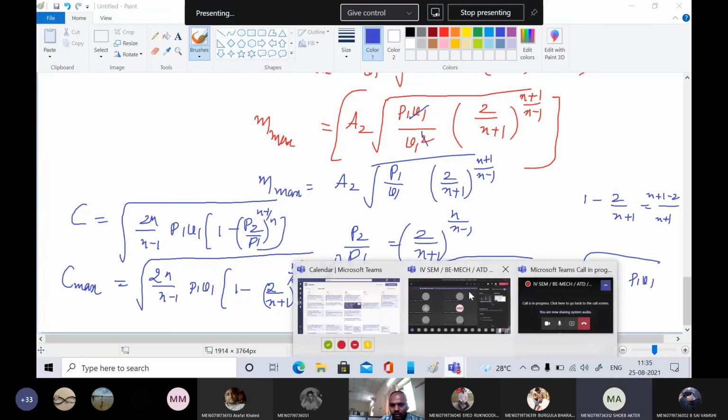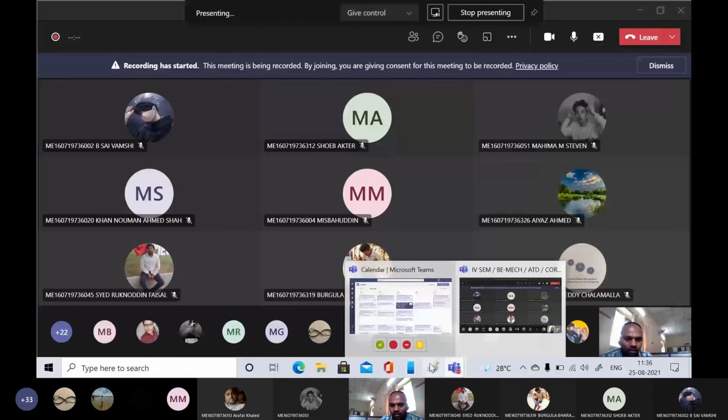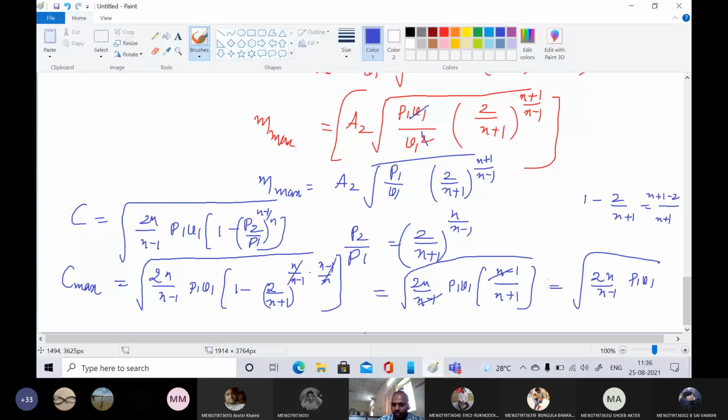So 2n by n plus 1. One second. Sorry, 2n by n plus 1 into P1 V1. This gives the C max.